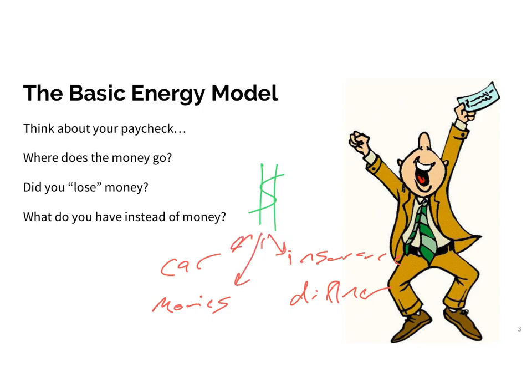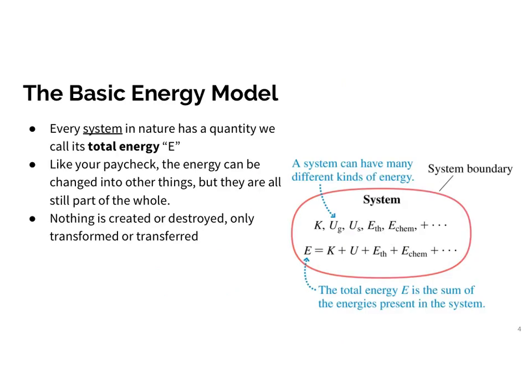And the question is, did you lose money? Well, no. But that money is now represented in terms of different things. And if you pay enough money, then you'll have a happy girlfriend. But you have these other things that represent what your money initially was. So that's the same concept with energy, is that energy can become different things.